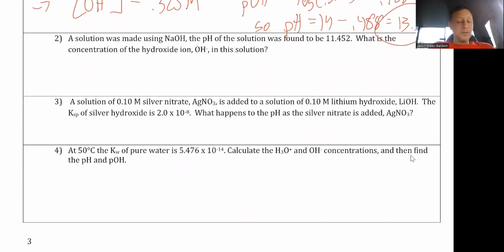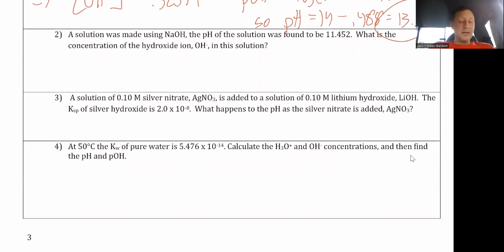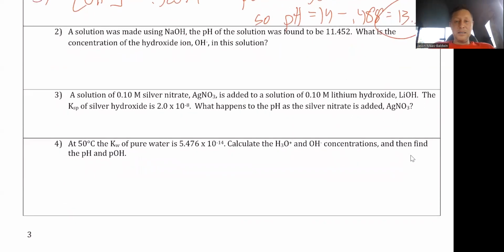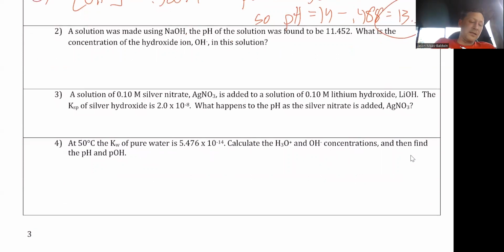Okay, let's look at our next one here. Here we made a solution using sodium hydroxide. The pH was found to be this. What is the hydroxide ion concentration? Okay, so that's our pH, and it's asking for the hydroxide ion concentration.